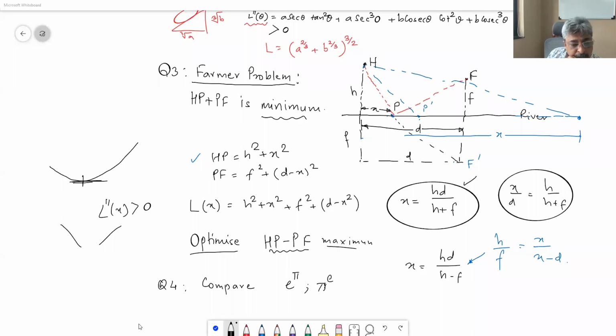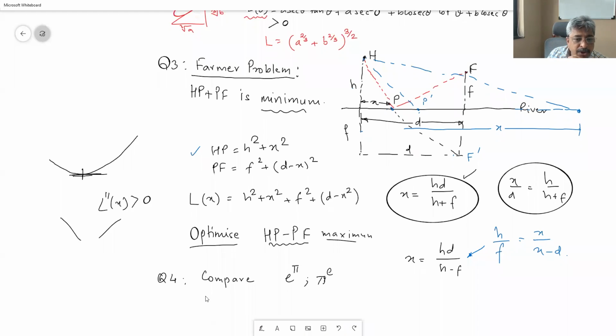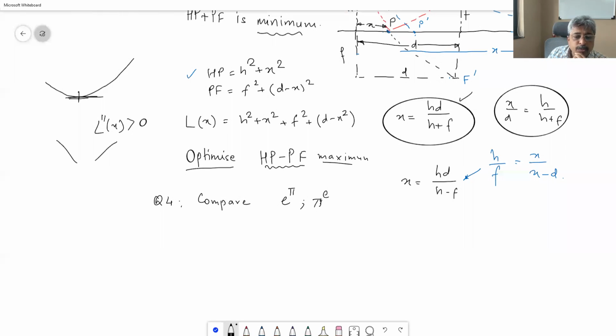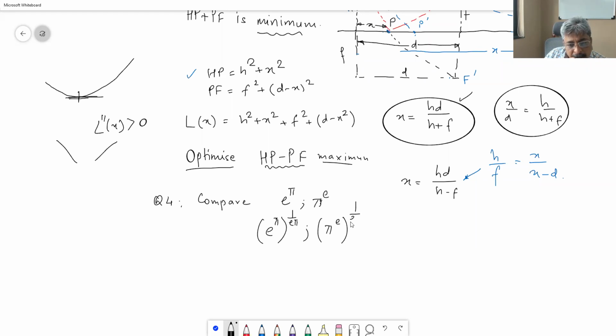Okay, in this problem, basically, you are supposed to compare two values, e raised to pi and pi raised to e. So, how do you go about solving this problem and what is the function? If you take the e pi root of both of them, e raised to pi raised to 1 upon e pi and pi raised to e raised to 1 upon e pi, then what we will get is e raised to 1 upon e. We are supposed to compare e raised to 1 upon e and pi raised to 1 upon pi.